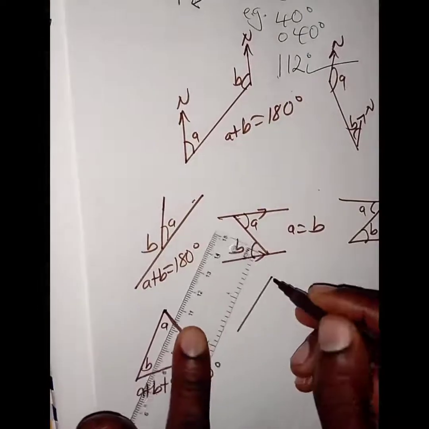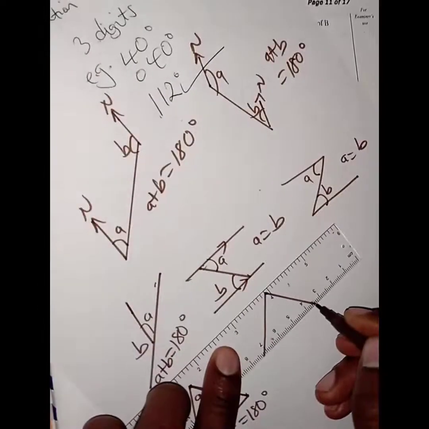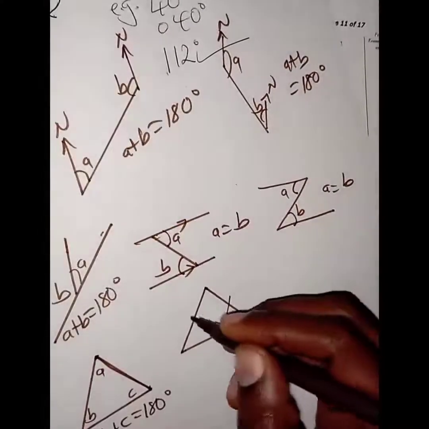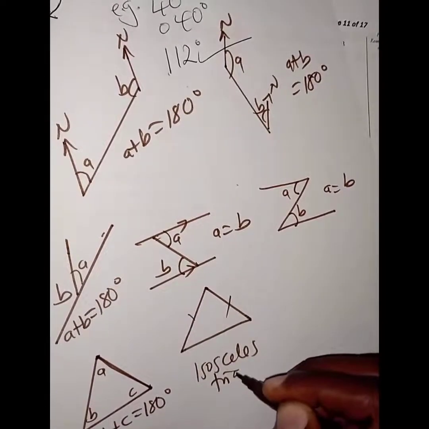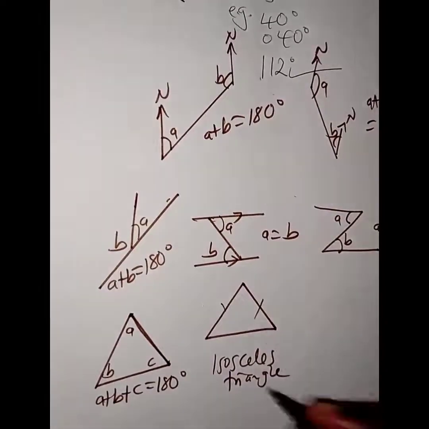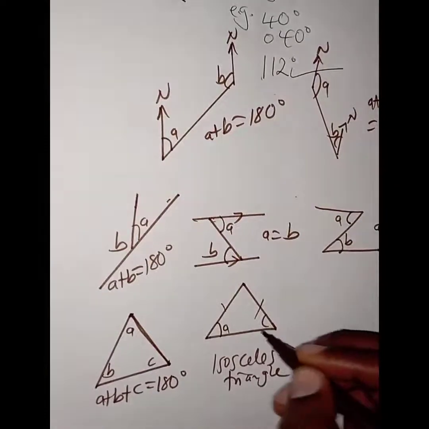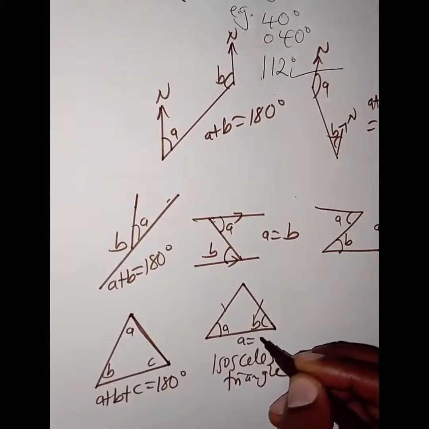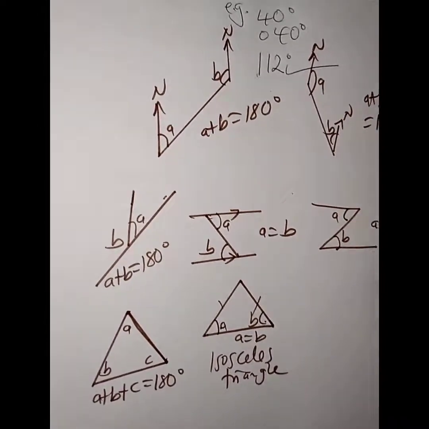After that, take note that this is an isosceles triangle. These two sides are equal, even these two angles will be equal. So if you had angle A and B, A was going to be equal to B. If this is 30, even here it will be 30 degrees.